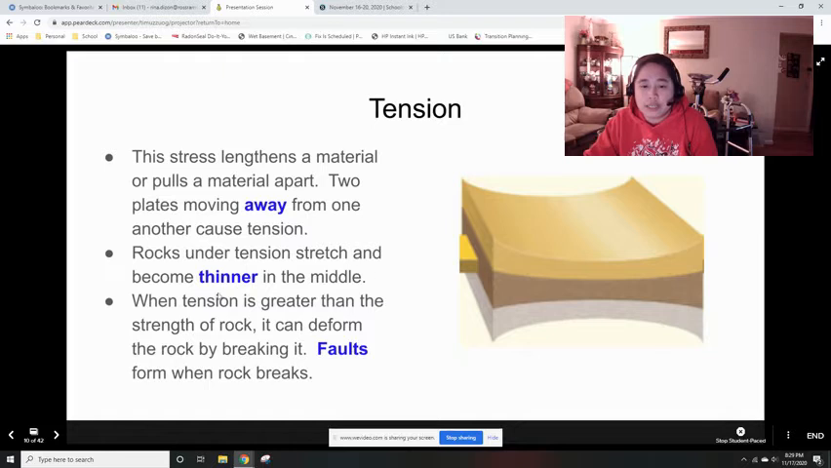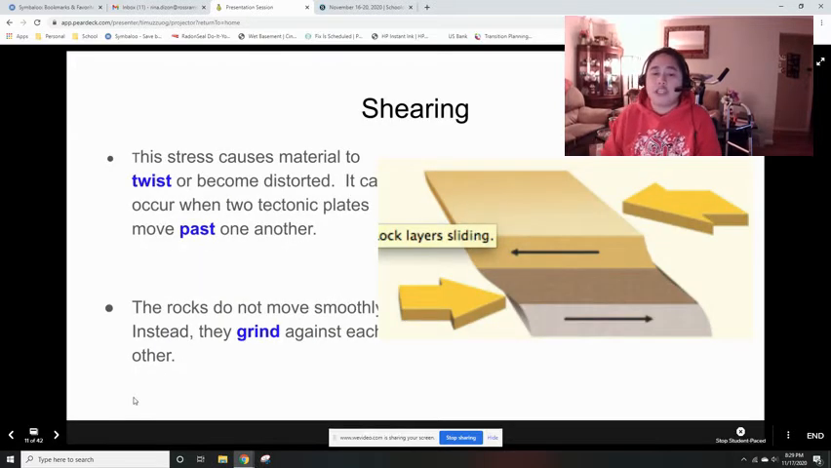Rocks under tension stretch and become thinner in the middle. When tension is great, greater than the strength of the rock, it can deform the rock by breaking it. Faults form when rock breaks. So again, this is another way you can create cracks in the earth, also known as faults, when you have tension. Two plates are going away from each other. They're separating. The third one is shearing.